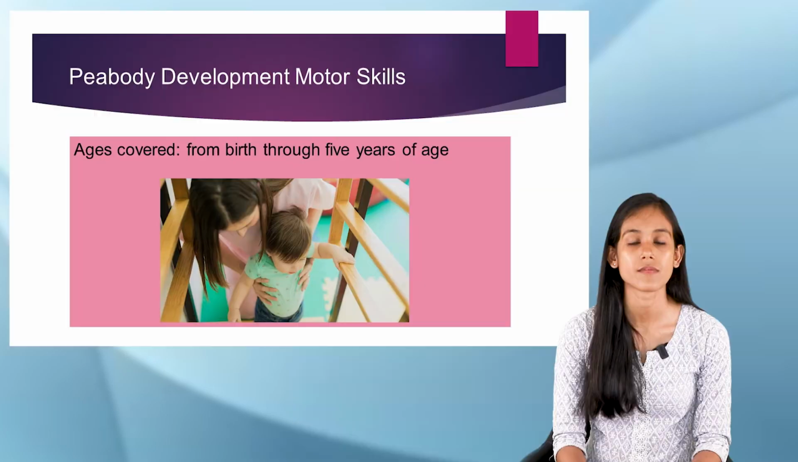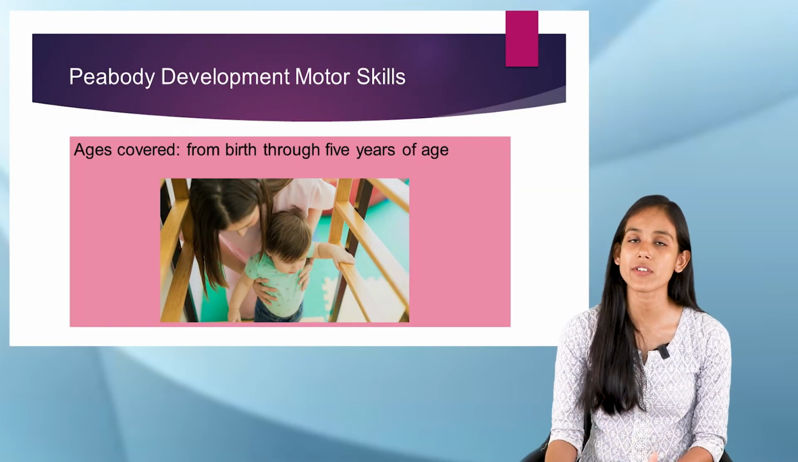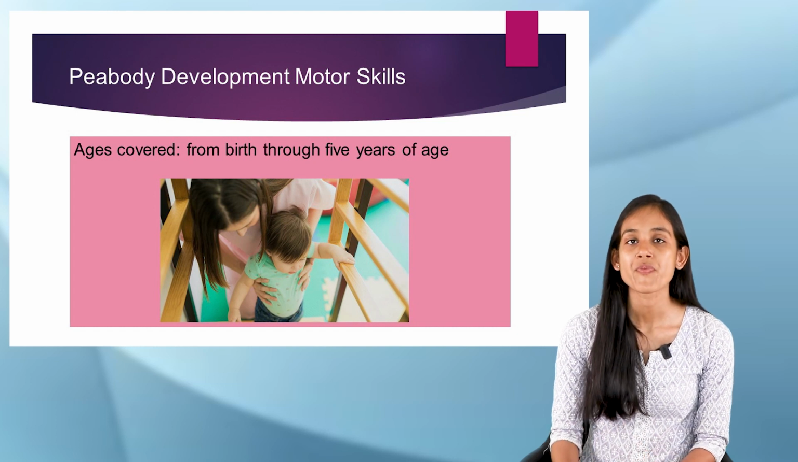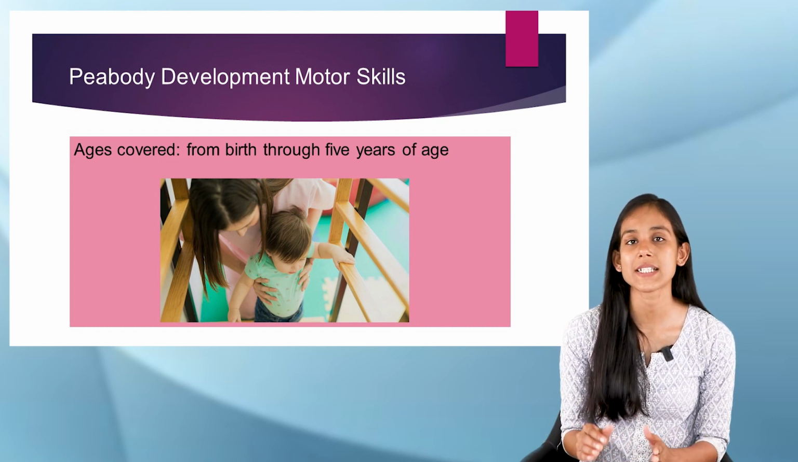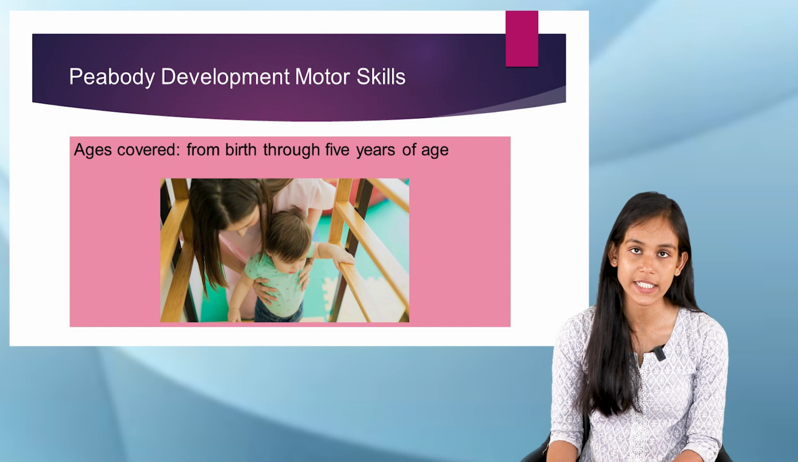So the first one is reflexes, then the stationary will be checked, the locomotion, also the object manipulation and the grasping power of the child, and along with all these things there is also the visual motor integration and the gross motor and fine motor, and also a total motor will be checked. And from birth to 5 years of age will be covered. So this is Peabody Developmental Motor Skills.